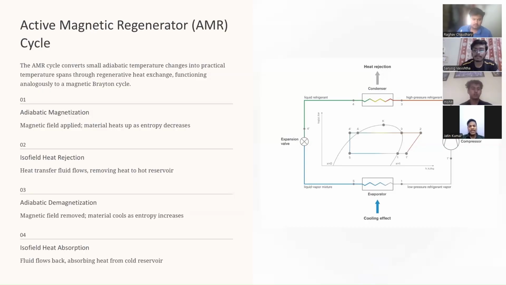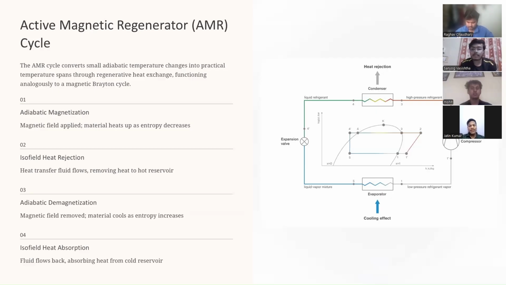And the first one is adiabatic magnetization. When a magnetic field is applied to the magnetocaloric material, the magnetic moments align, causing the material to heat up as its entropy decreases. And after this, isofield heat rejection. In this stage, the heat transfer fluid absorbs the heat from the magnetized material and transfers it to the hot reservoir. After that, adiabatic demagnetization.